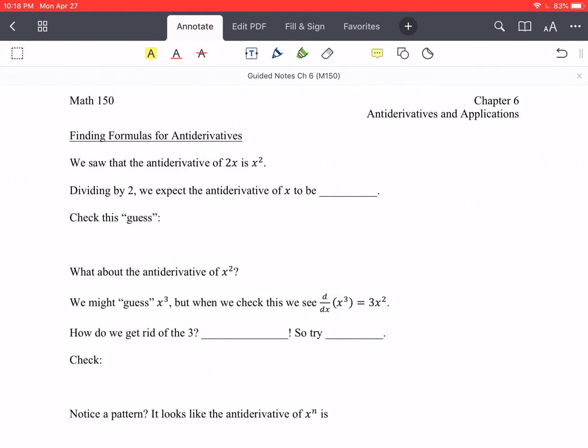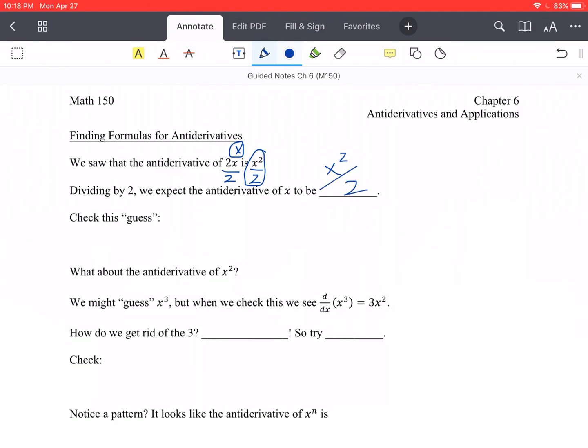So we saw that the antiderivative of 2x is x squared. Now, dividing both of these by 2, we would expect the antiderivative of x, so if I divide this by 2, that would give me x, right? And if I divide this by 2, I would expect the antiderivative of this one to be x squared over 2, right? Because if the antiderivative of 2x is x squared, the antiderivative of x should be x squared over 2, right? It looks like it should have that same relationship.